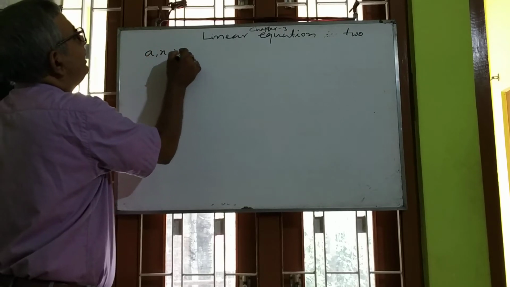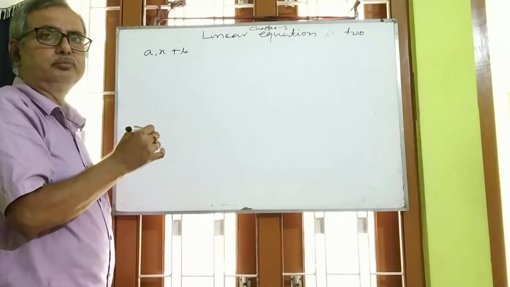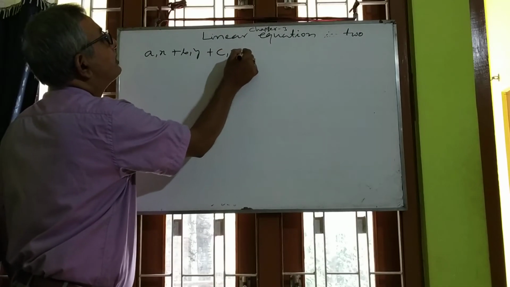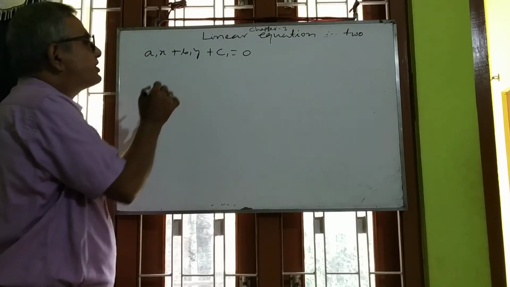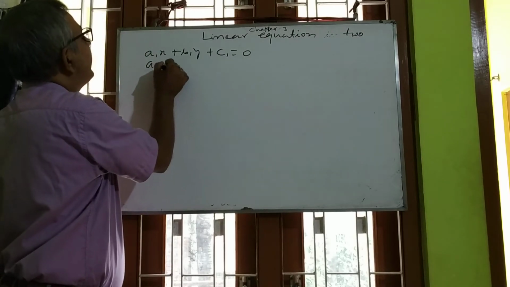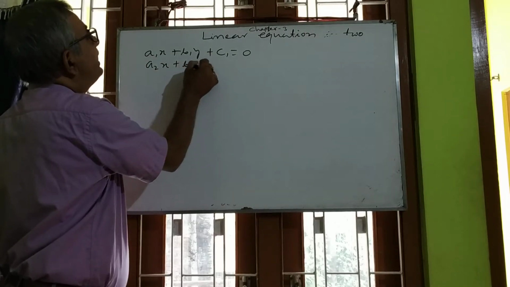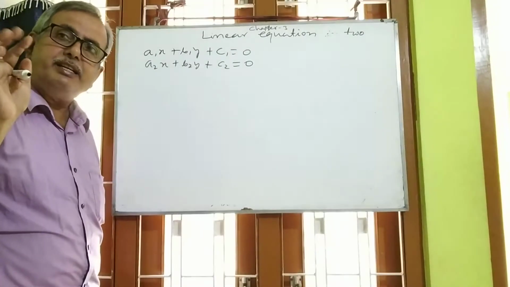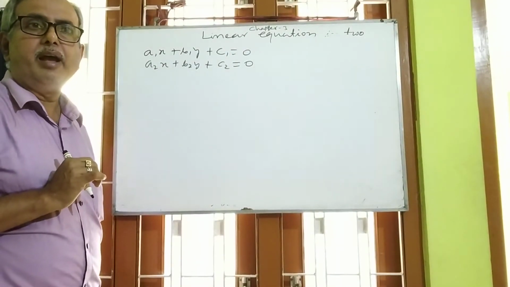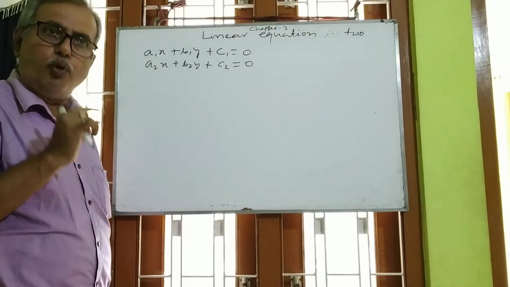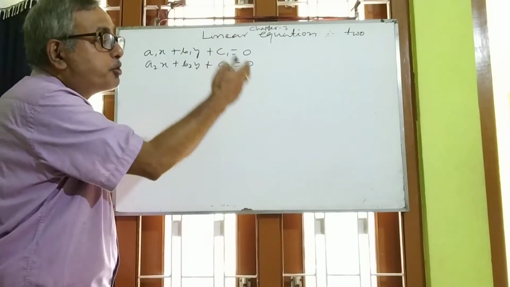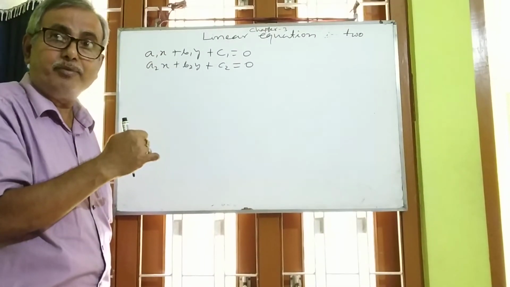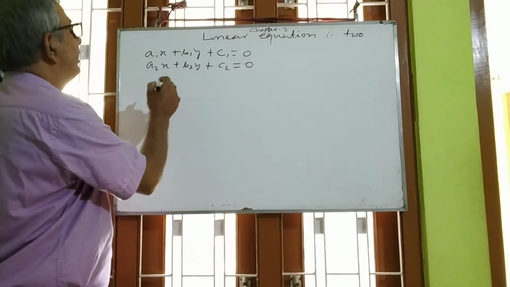A1x plus B1y plus C1 is equal to 0. Another equation is A2x plus B2y plus C2 is equal to 0. Now some conditions are there. Knowing those conditions, you can decide without drawing the graph whether they are parallel, whether they are intersecting, whether they are lying on each other.